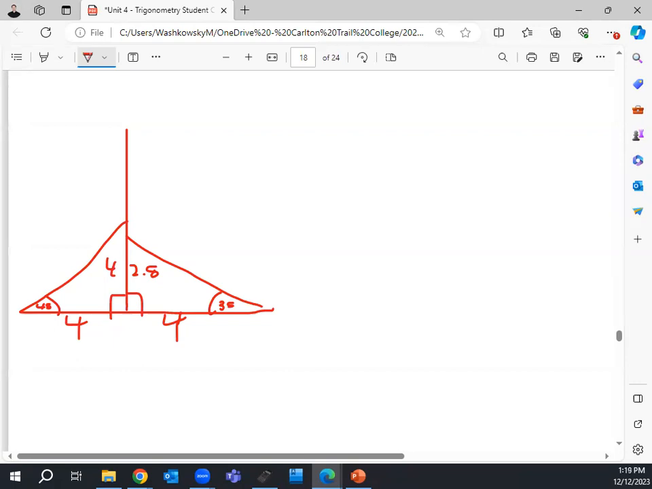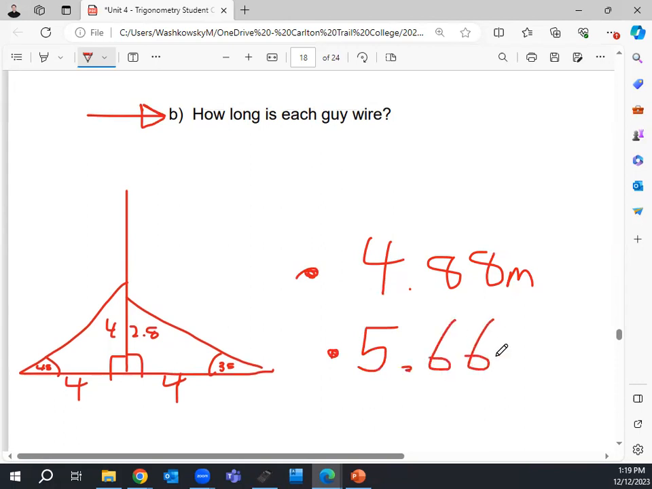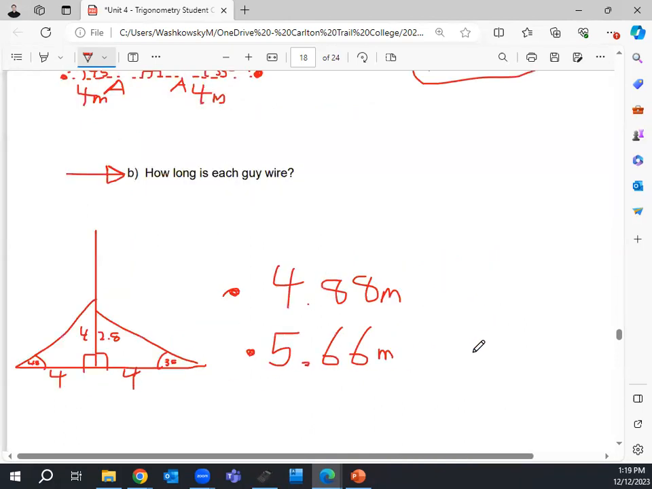So it looks like everyone was on the right track. What you should end up getting is, one of them is 4.88 meters. And then the other one was 5.66. And again, you can use Pythagoras or you can use trigonometry for that. Either one of those works. But it looks like everyone got that, which is good. Like these are hard questions, so that's really good, guys.